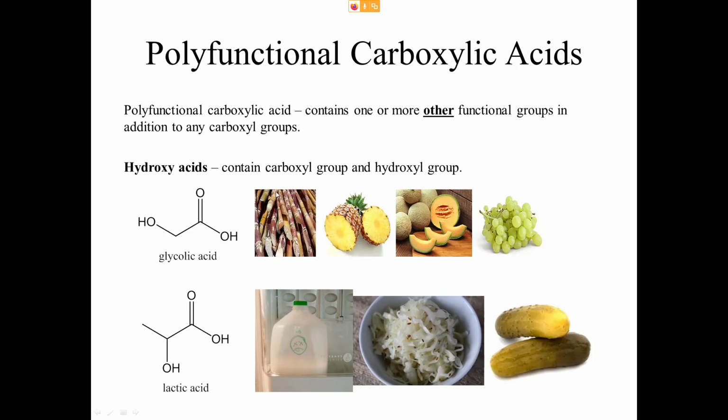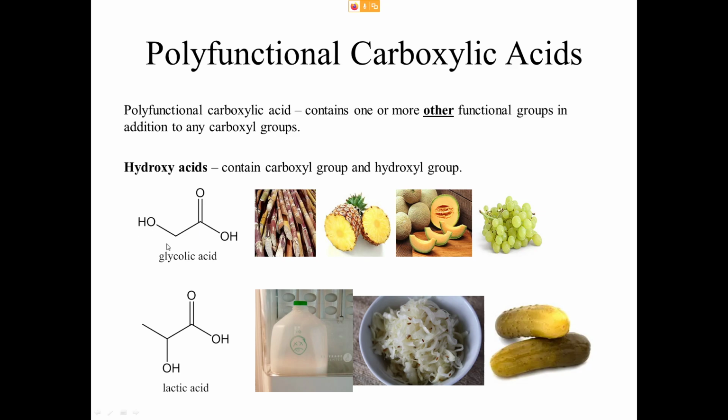Okay, here's some more. And this time, instead of adding a double bond or a triple bond to it, these are not called unsaturated acids, they're called hydroxy acids. Because they still have our carboxylic acid group, that's why they're called acids, but it has another functional group, a hydroxy, an OH this time. So instead of a multiple bond like we saw on the previous slide, we've got an OH.